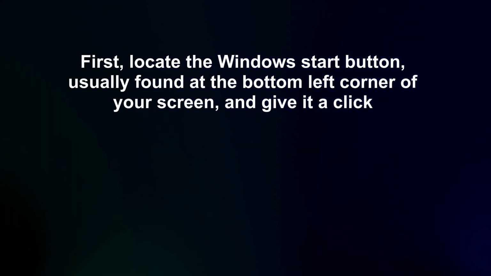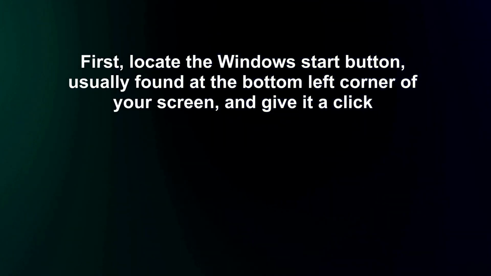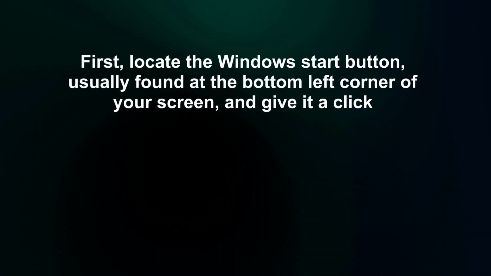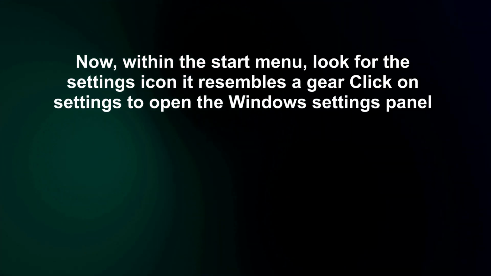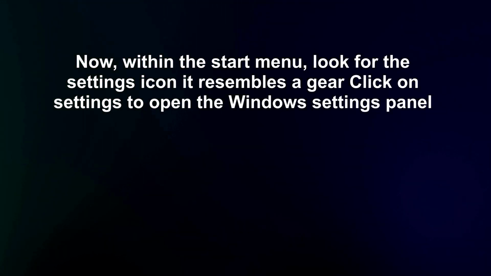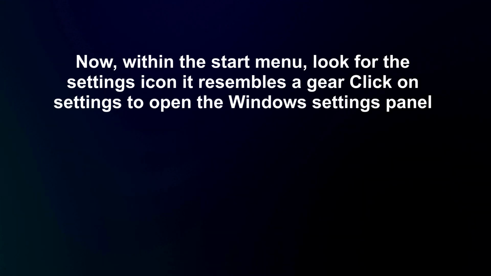First, locate the Windows Start button, usually found at the bottom left corner of your screen, and give it a click. Now, within the Start menu, look for the Settings icon. It resembles a gear. Click on Settings to open the Windows Settings panel.